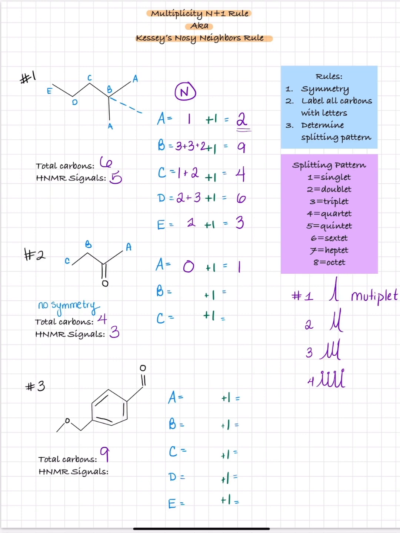When we're dealing with letter B, B is next to the carbon that has no hydrogens, and it's also next to C. So for that one, since B is next to C, C has 3 hydrogens on it, plus 1 equals 4, making it a quartet. And then for C, C is only next door to B. B has a total of 2 hydrogens on there, plus 1 makes it 3 and reads as a triplet. See, it's not that bad if you use my nosy neighbor rule.